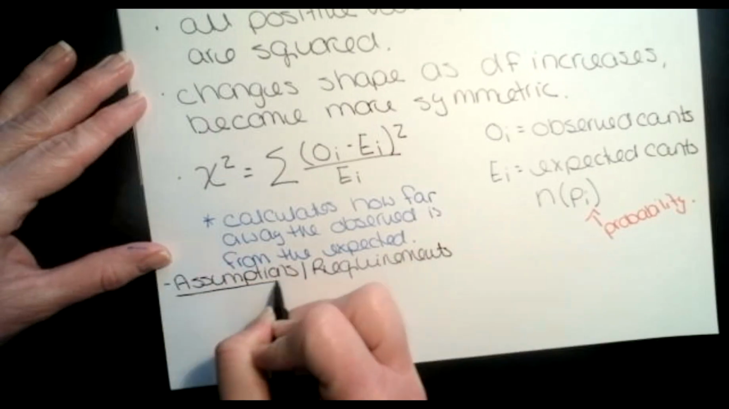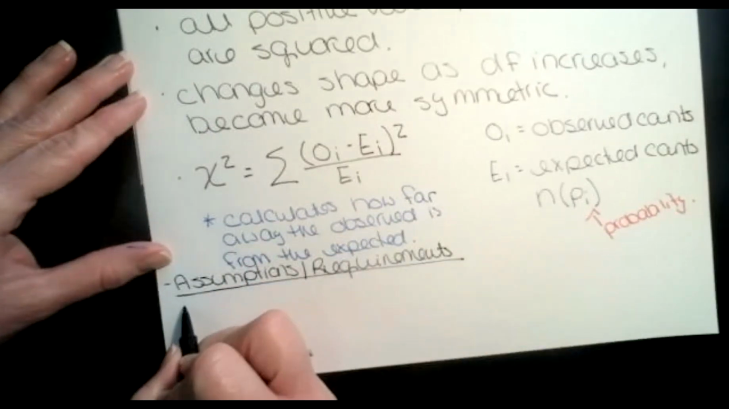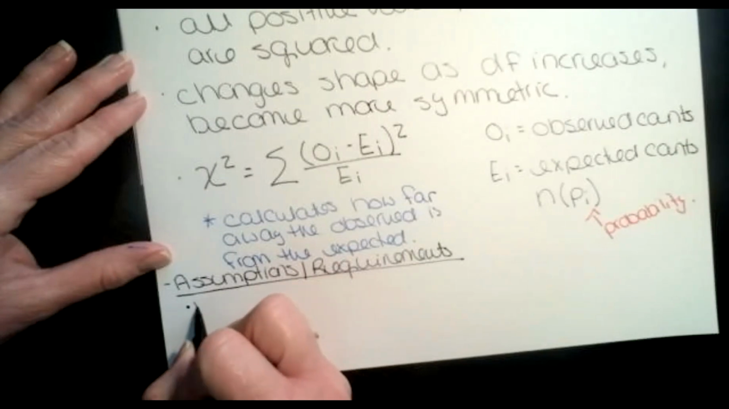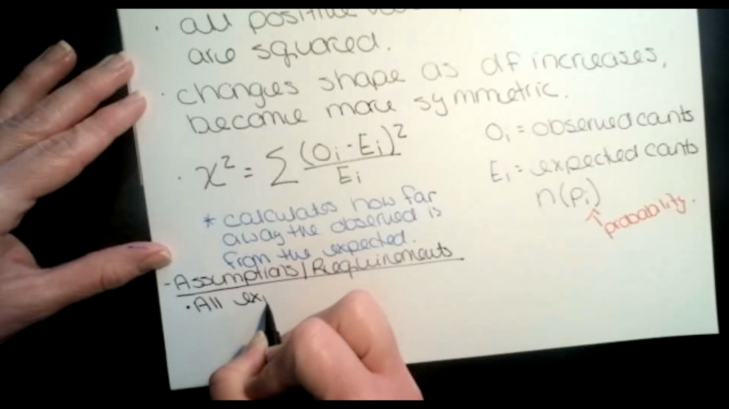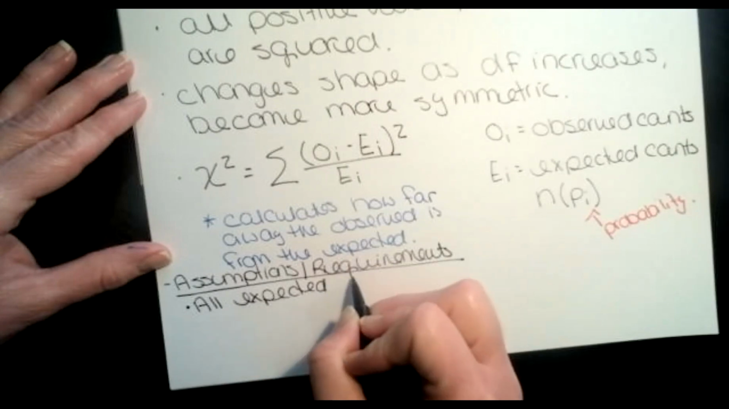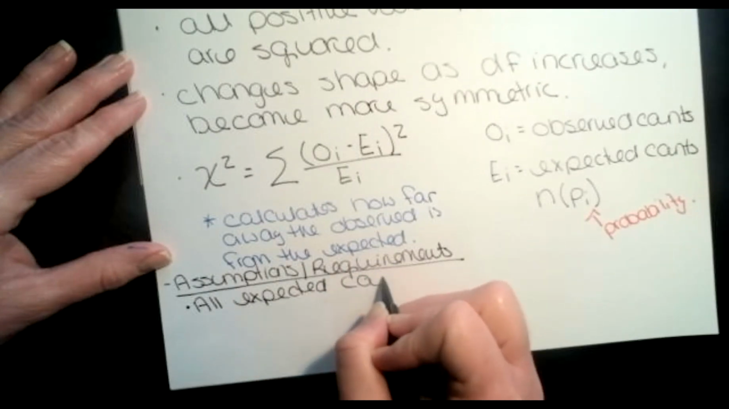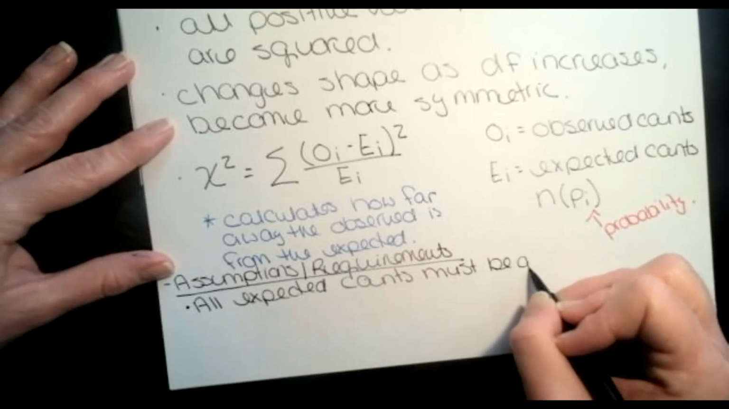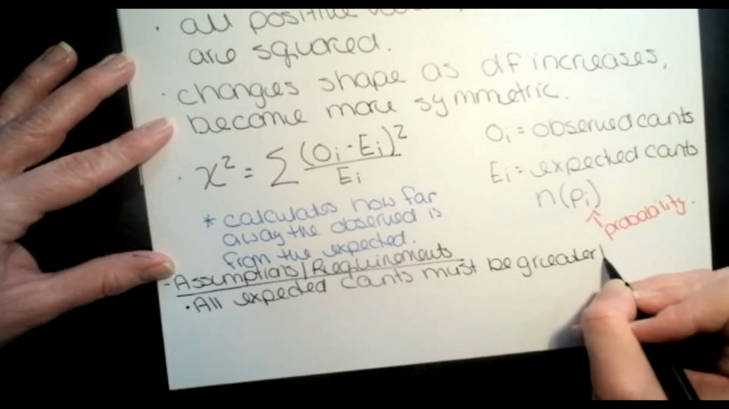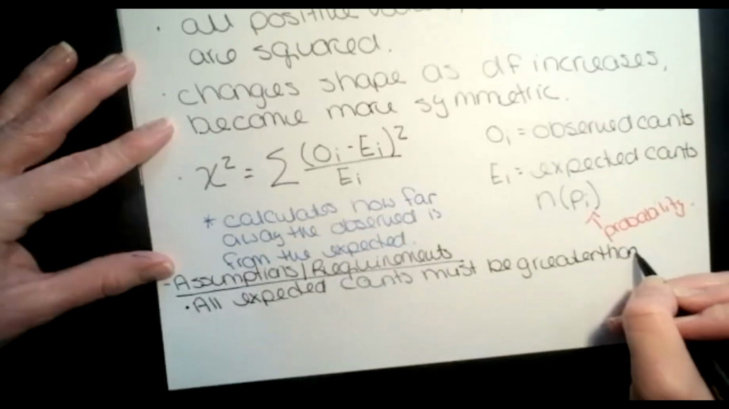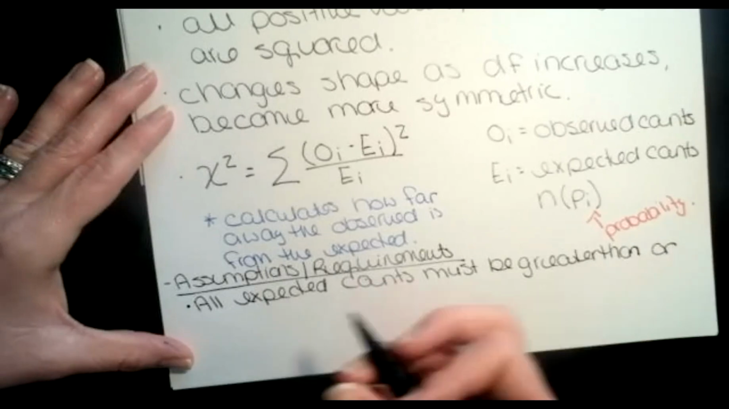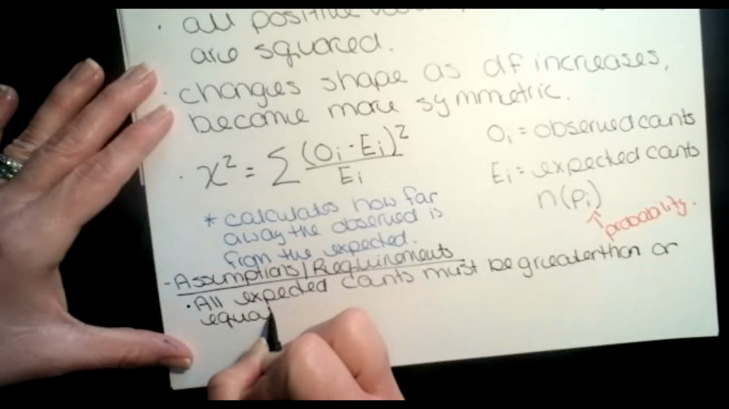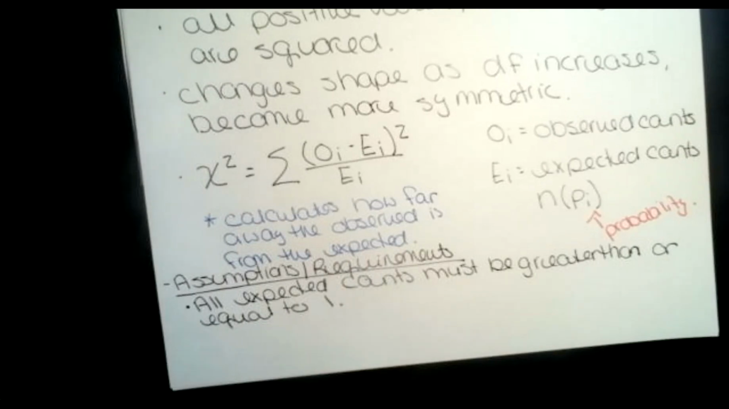So the requirements or the assumptions, we have two. First, all expected frequencies or counts must be greater than or equal to 1. That's a quick check. You're just going to skim it. Are they all greater than 1? It's a yes or no, right?